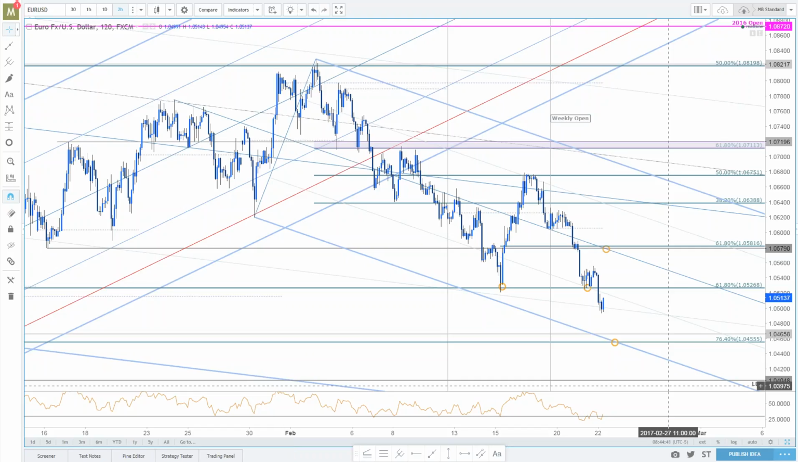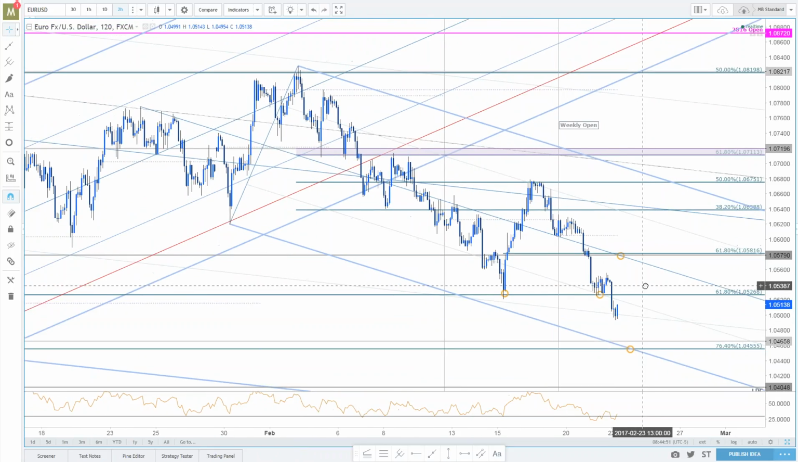Just as a disclaimer, I'm flat here on the euro. I really was expecting that rebound last night to give us a little bit more of a stretch towards resistance. So we'll see if we can't get back into this one.